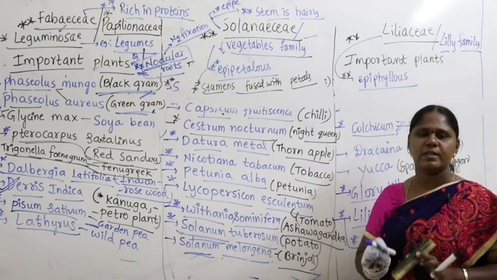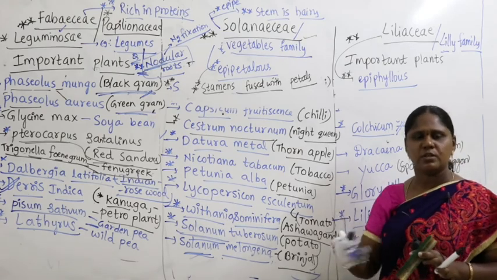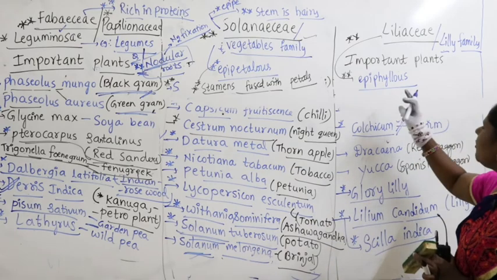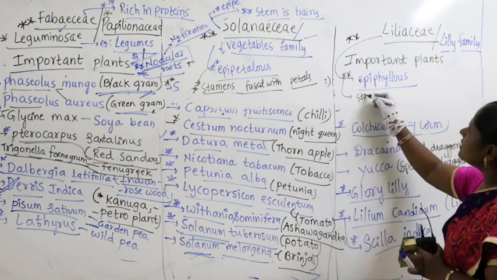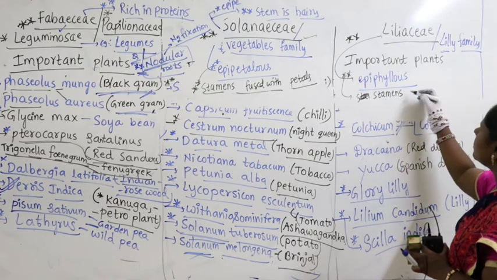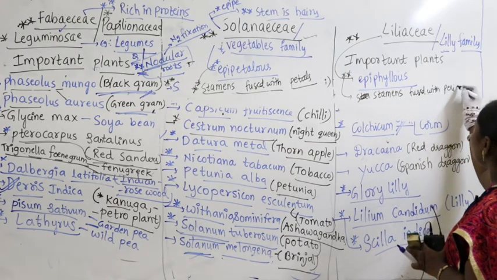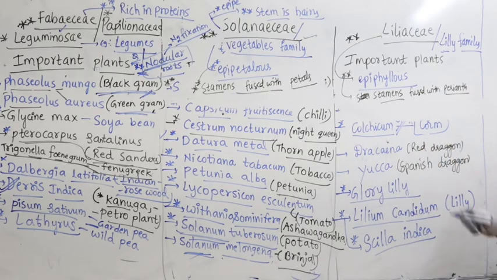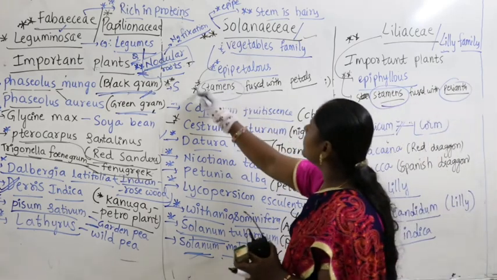That is why I always tell you to first complete the morphology chapter, then revise it a number of times so that you can remember all the examples. So what is Epiphyllus condition? In this, stamens are fused with perianth. That is very, very important. Right. So here stamens are fused with perianth. Here stamens are fused with what?